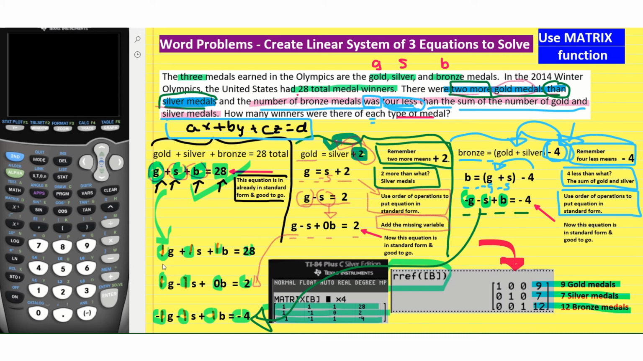That's the reason why we put them in order. We put gold, silver, bronze, so that means the top row is about the gold, then the silver, and then the bronze, and that lines up with what we have over here. So these are the correct answers, and I hope that this helps you work through the process of converting a word problem to a linear system of 3 equations with 3 variables, and then helping you know how to put it into your graphing calculator to arrive at your answer and solutions for this linear system.